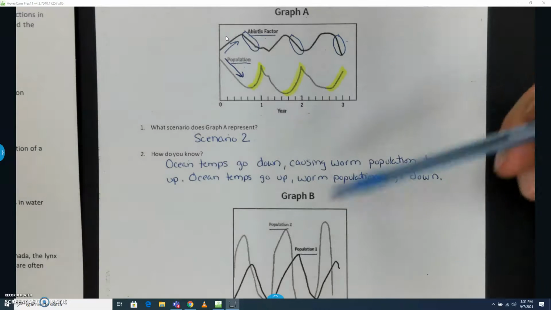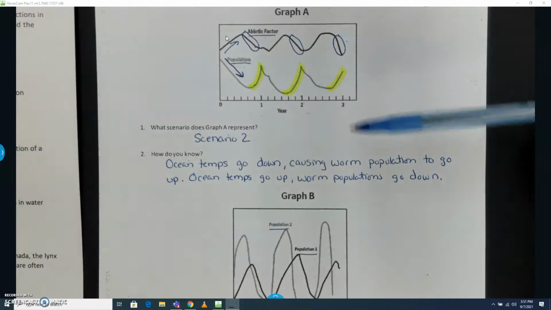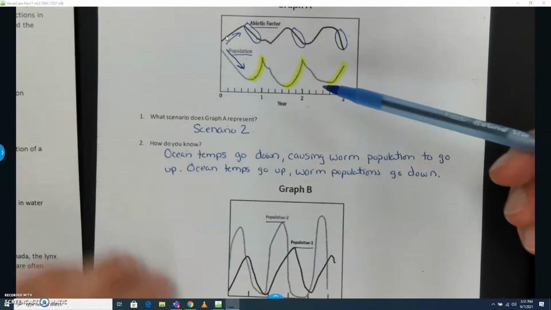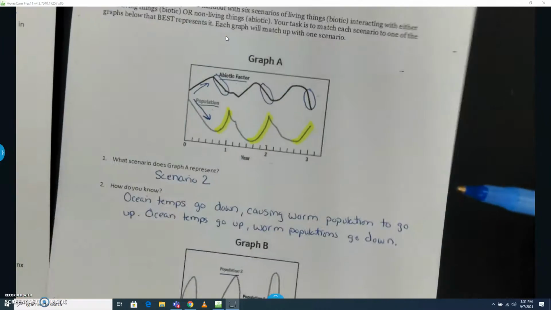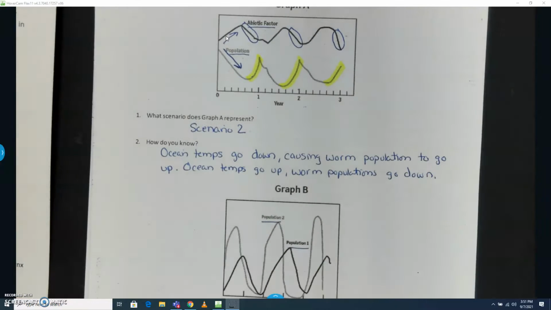You can use this as a sample, and now there are 5 left, graphs B, C, D, E, and F. 5 left. Of those that remain, I need you to complete 3 more and then turn this in. If you have any questions, please reach out.